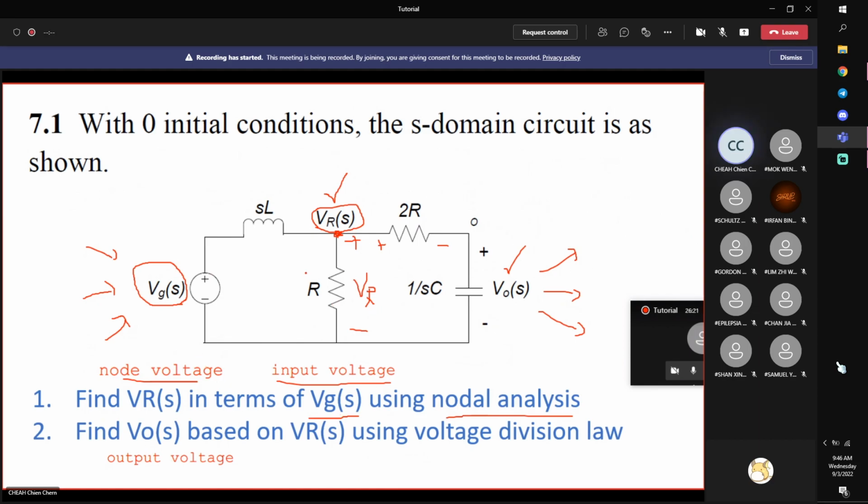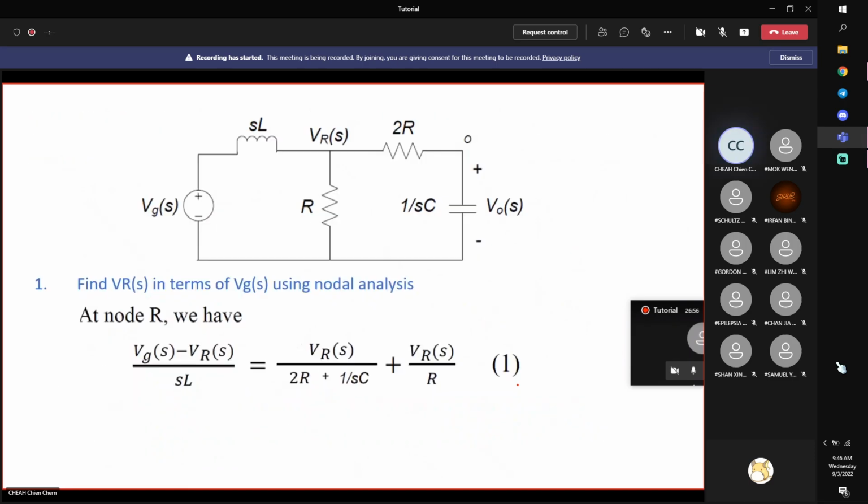You may want to practice mesh analysis, which also can. It's just that later on you need to relate back to your voltage. And this first step, actually any methods. Then after that, we use voltage division law simply to find the relationship between VO and VR. So I'm actually defining an intermediate variable so as to relate my input to output. So this is what I'm doing here. The rest are the details which you need to solve carefully.